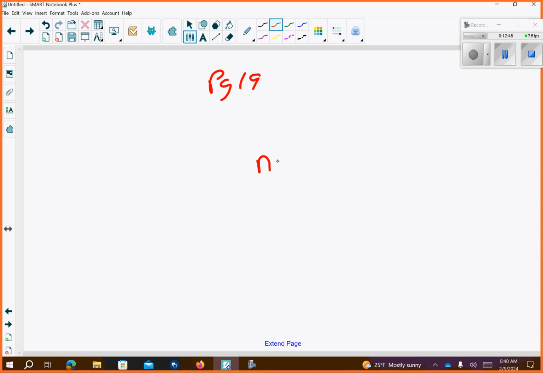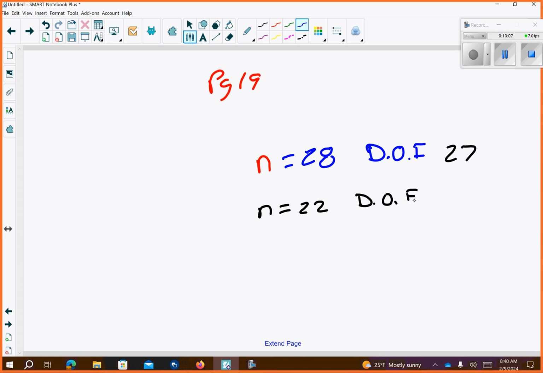Let's say we had a sample of 28. My degrees of freedom are going to be 27. Okay, let's say I have a sample of 22. My degrees of freedom, DOF, is going to be 21. If I had a sample of 3, my degrees of freedom is going to be 2. So what am I doing to find my degrees of freedom? Yeah, my sample size minus 1.